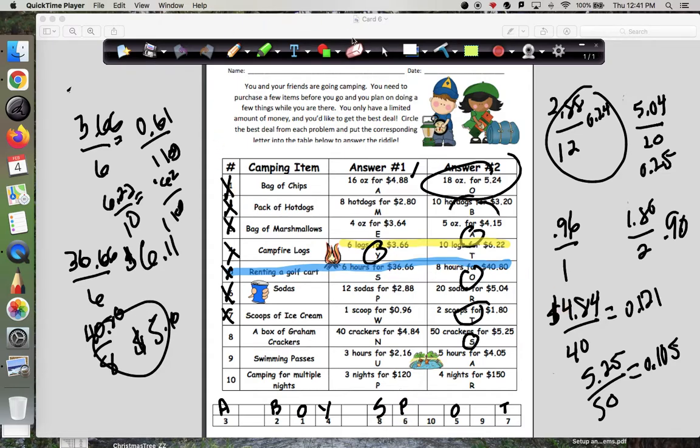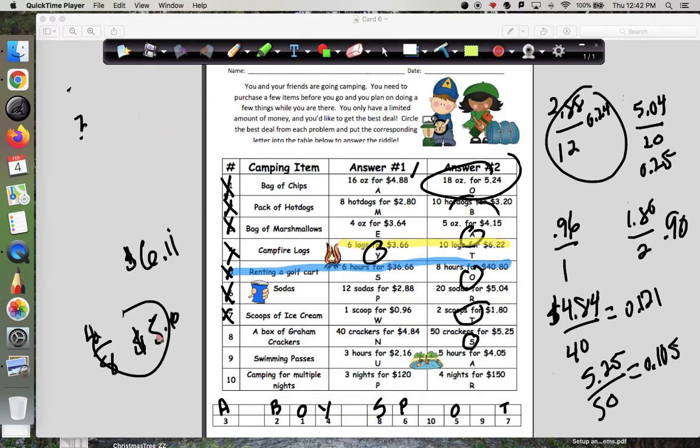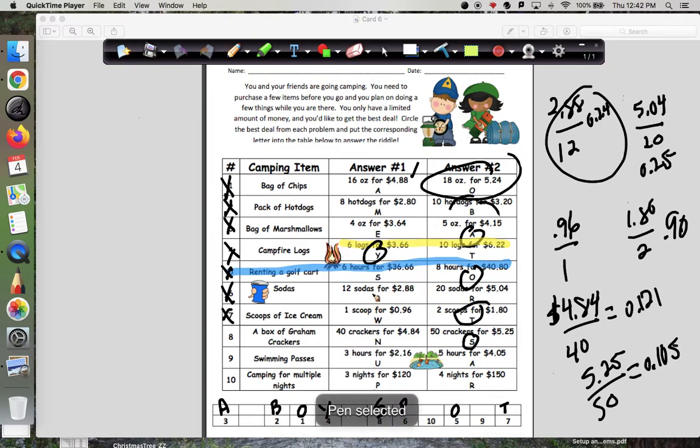And now you can probably start to figure out a boy, SP blank OT. All right, excuse me. And this one was the better deal here. Okay, so done with that one.